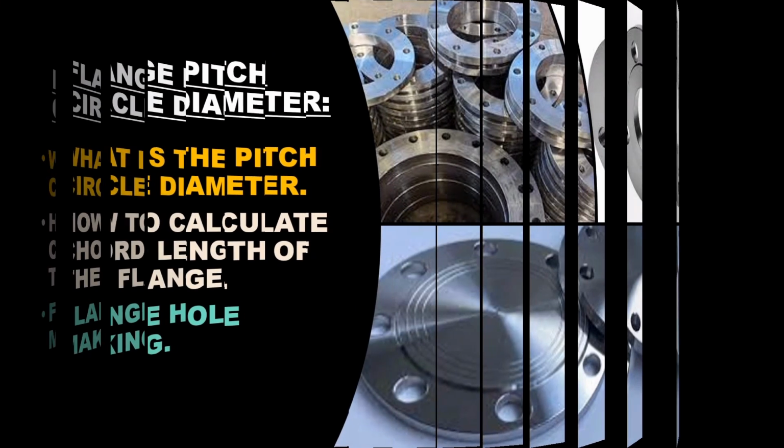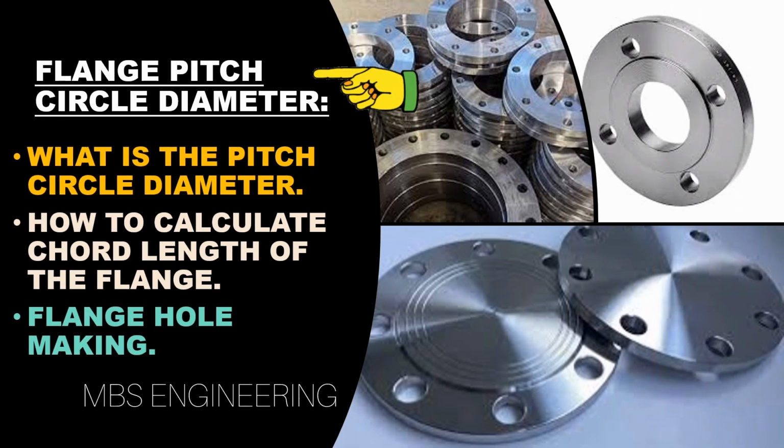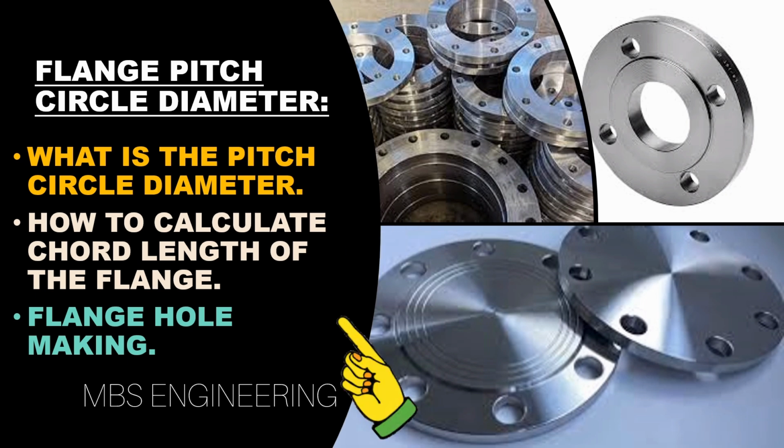Today, we will understand the pitch circle diameter, and the following topics will be discussed in the upcoming slides. The first topic is, what is the pitch circle diameter? The second topic is, how to calculate chord length of the flange. The third topic is, flange hole making. We will cover the above topics in the upcoming slides.